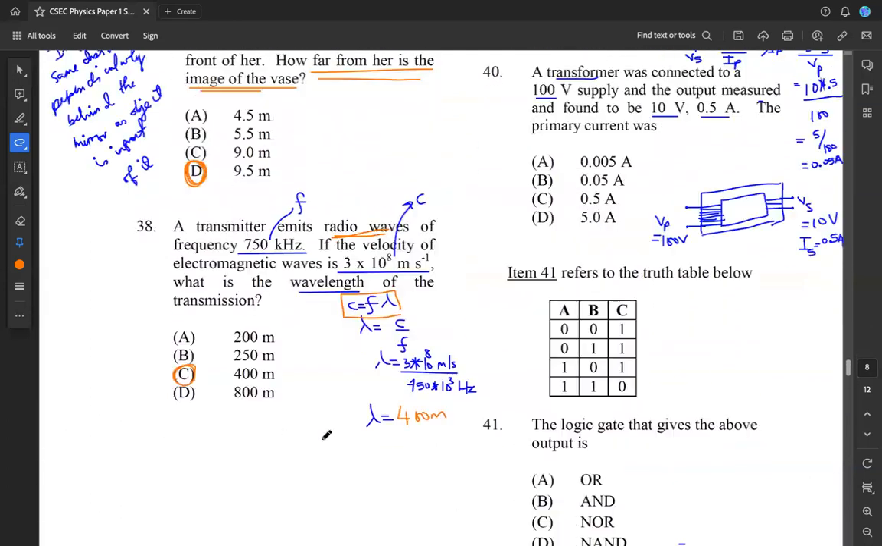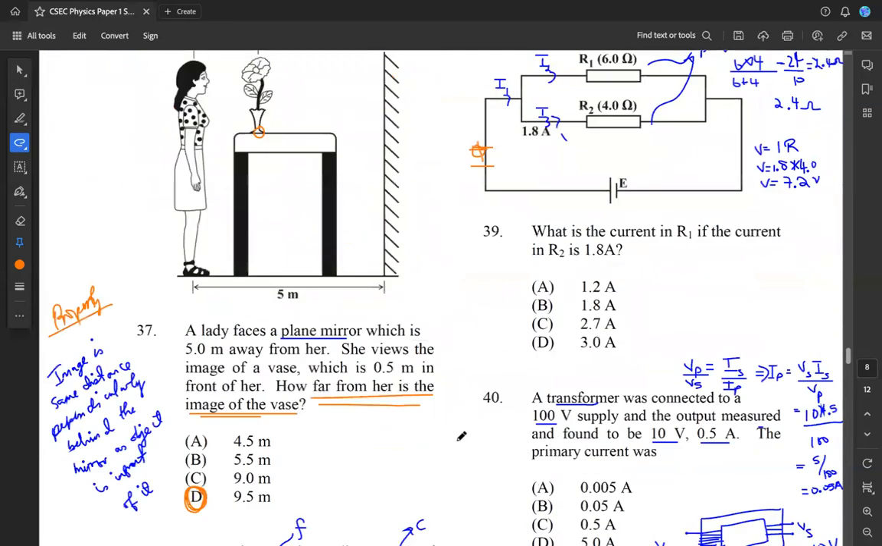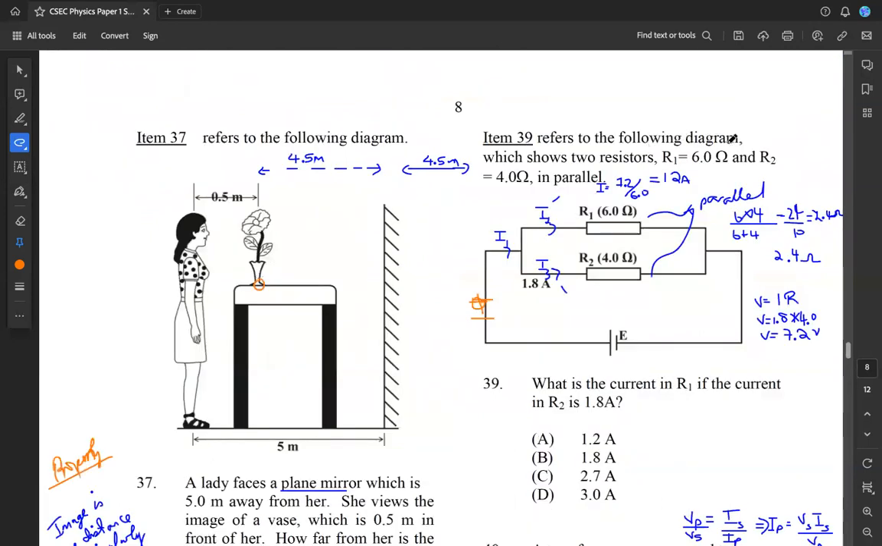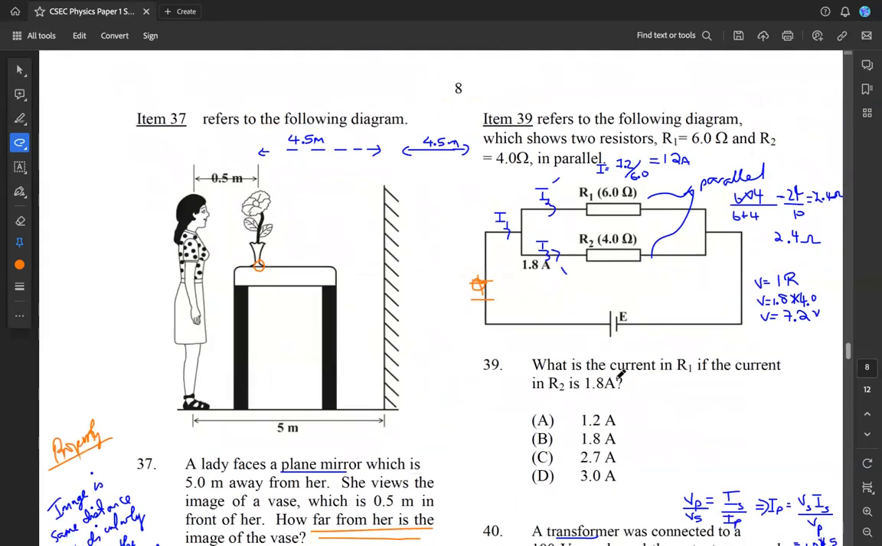So moving along to question 39. So item 39 refers to the following diagram, which shows 2 resistors, right? There's R1, which is 6 ohms, and then there's R2, which is 4.0 ohms. So the question is asking us what is the current in R1 if the current in R2 is 1.8 amperes.